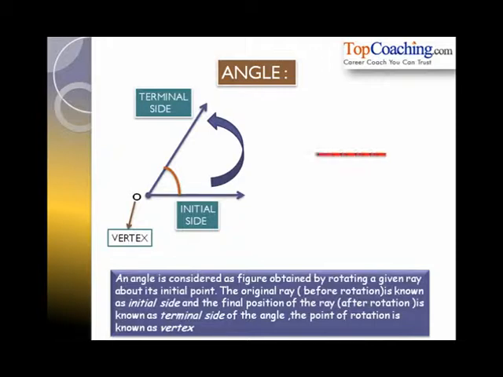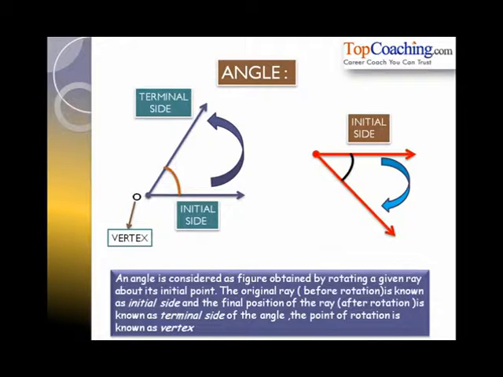Now let us say that this is also a ray, and now we rotate this ray in the clockwise direction and thus it reaches this point. Now again, this figure represents an angle. Here again, the initial side is this one. This is the original ray and this is rotated in a clockwise direction. Here the final side is known as the terminal side and this point is known as the vertex. So this is also an angle, but here the ray is rotated in a clockwise direction.